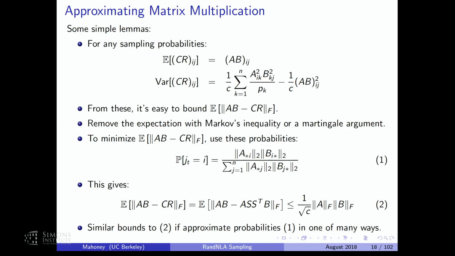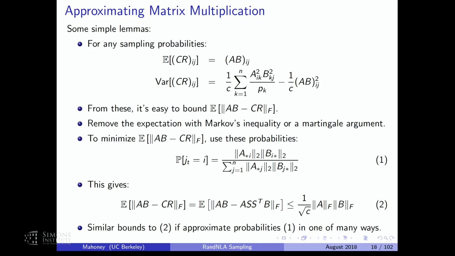So for any set of sampling probabilities, CR equals AB, element-wise, just write out a sum. And for any set of probabilities, this is equal to the variance. It's something minus a second term, which you usually drop if you're doing bounds. All right? That's just write down means and variances, nothing fancy. And so from these, it's easy to say that the expectation of AB minus CR Frobenius squared is the sum of these things, right? So you can get a bound on that. You can remove expectation with Markov's inequality or Martingales and a range of other methods, which you've heard about and are more standard, but a little bit more complicated.